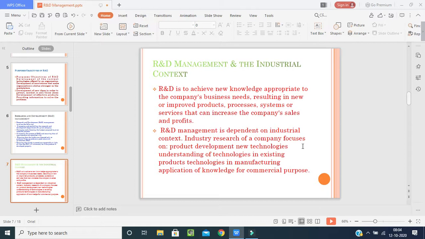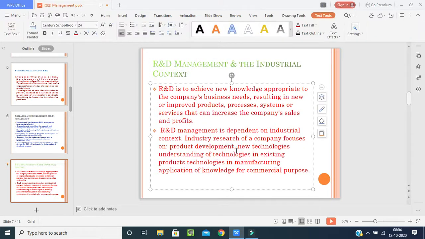Now, another point: R&D management is dependent on industrial context. How? Why? Let's have a look. Industry research of a company focuses on product development, new technologies, understanding of technologies in existing products, technologies in manufacturing, and application of knowledge for commercial purpose. So product development should be there. Whatever new technologies are coming day by day, we have to utilize them. All these things should have to take place.